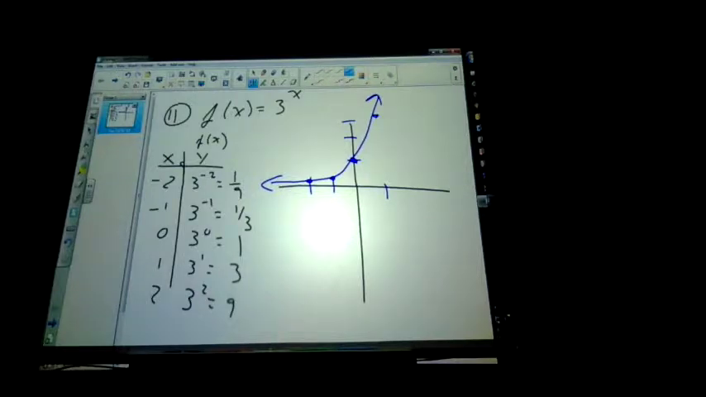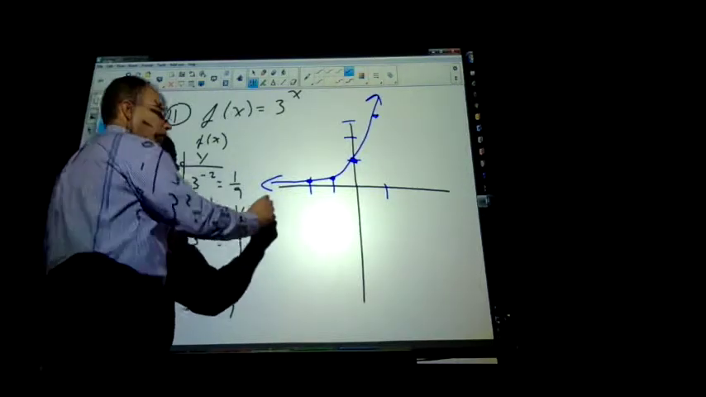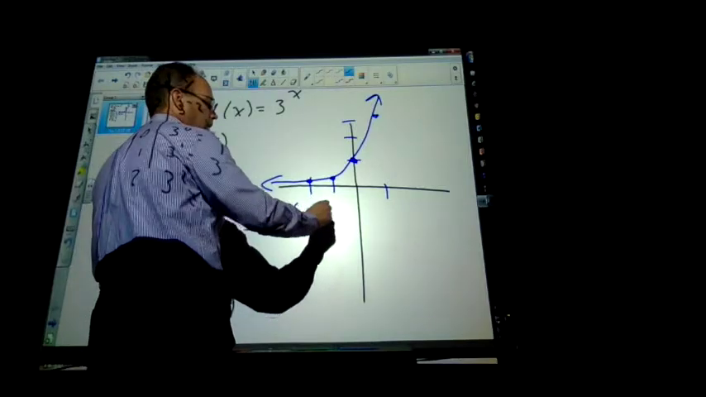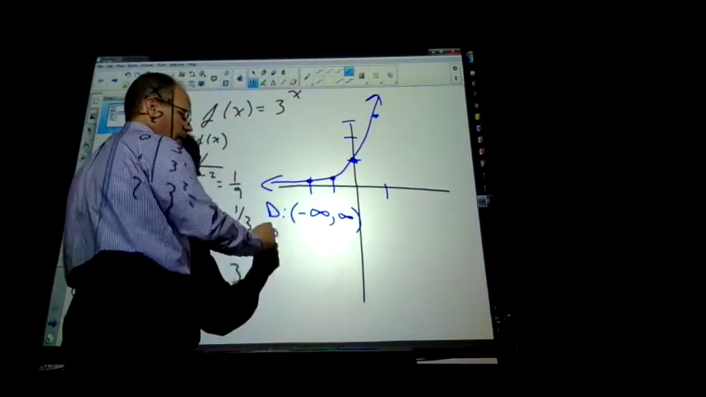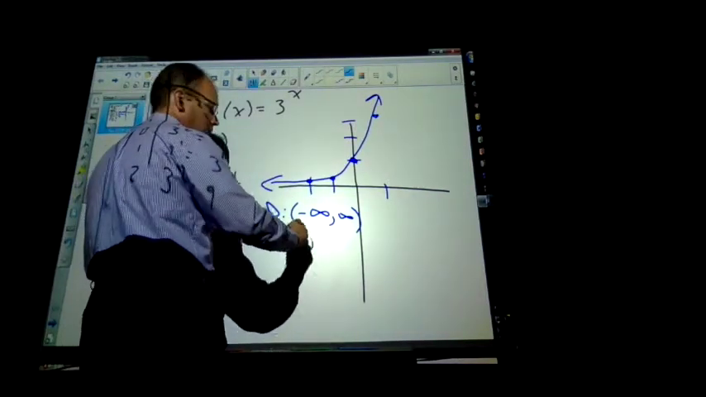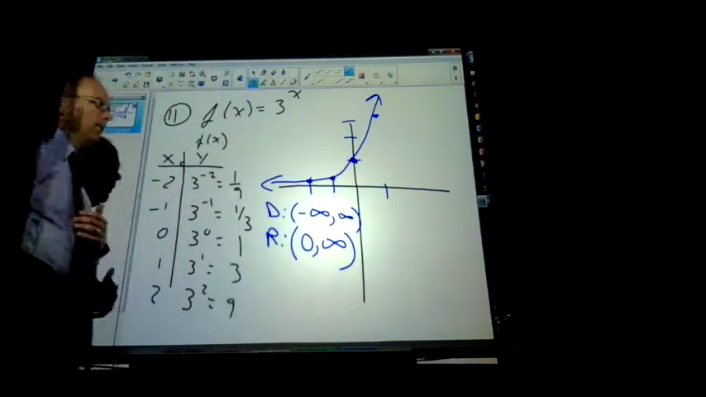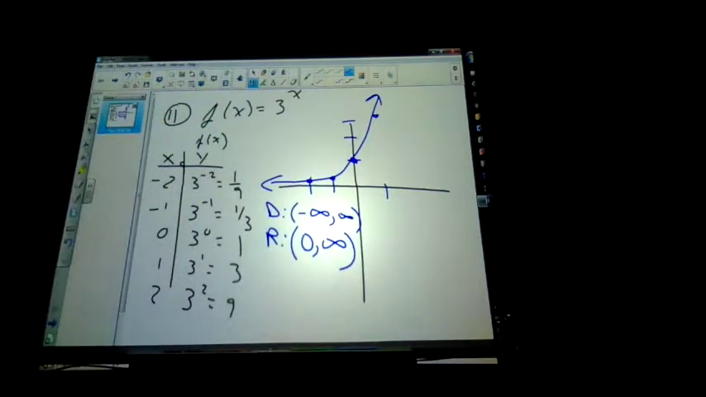Crosses the y-axis, obviously. So they asked to find the domain and range of each. So the domain, I'm going to plug any number in I want. The range is going to start from 0 and go to infinity. And that's how we do problem number 11.